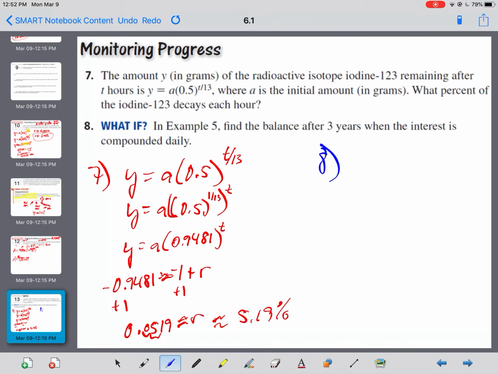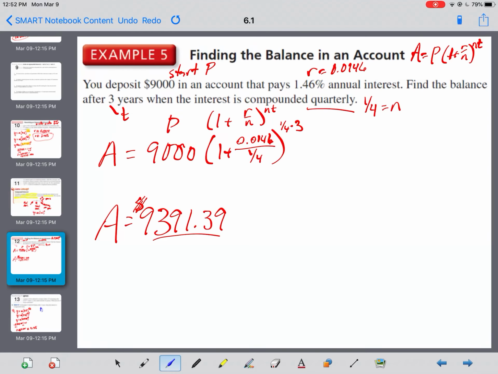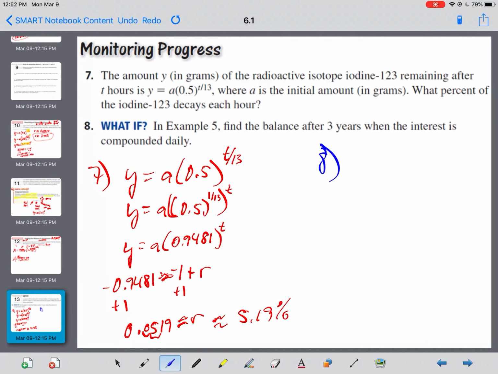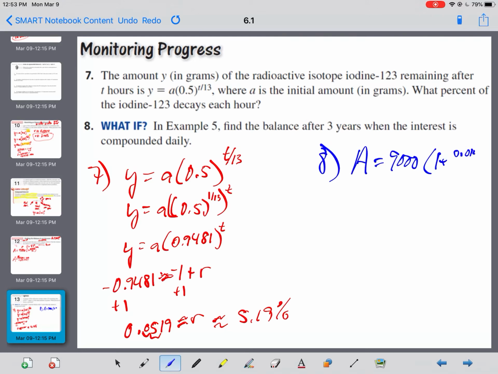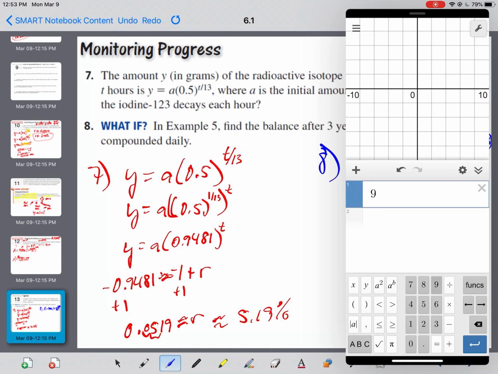Now let's try B, or 8, sorry, don't know why I called it B. In example 5, find the balance after 3 years when the interest is compounded daily. So let's go back and look at what we did before. We did 9,000, 0.0146, and we did 1/4 of the year because it's compounded quarterly. Daily, how many days are in a year? That's 365. So we got big A equals 9,000 times 1 plus, go back to that rate again, 1.46%, so 0.0146 divided by 365, and then it's 365 times 3.